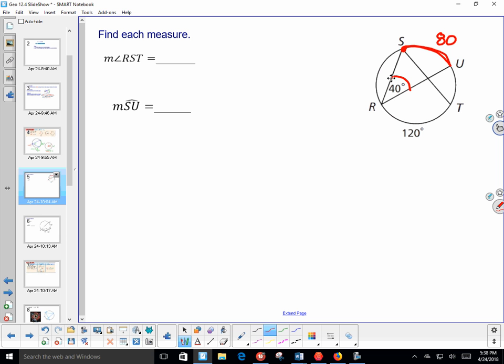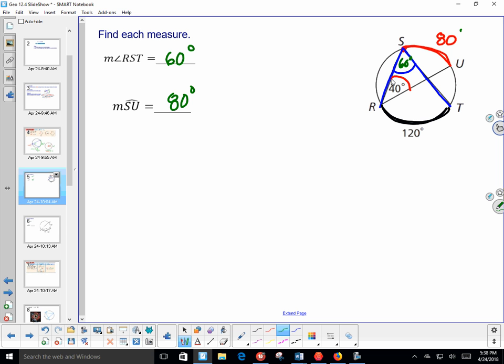Whereas here, we're asked to find the measure of angle RST. So that's this angle, RST. That's an inscribed angle, right? The vertex S is on the circle. And so what is the arc associated with it? Well, that's this arc here, RT. If RT is 120, then the measure of this inscribed angle has to be half of that. So that's going to be 60 degrees. So angle RST measures 60 degrees. How about the measure of arc SU? We already showed that that's 80 degrees. Put a degree symbol up there.